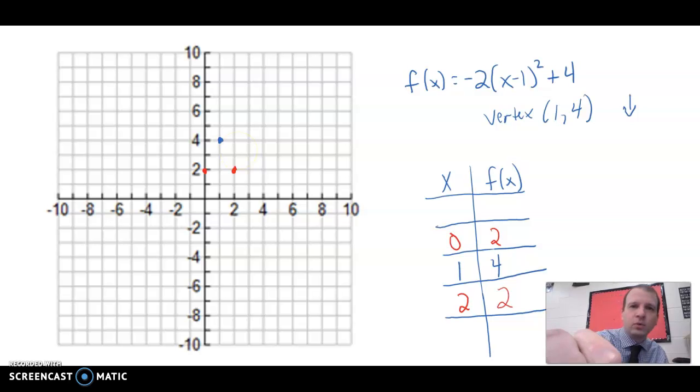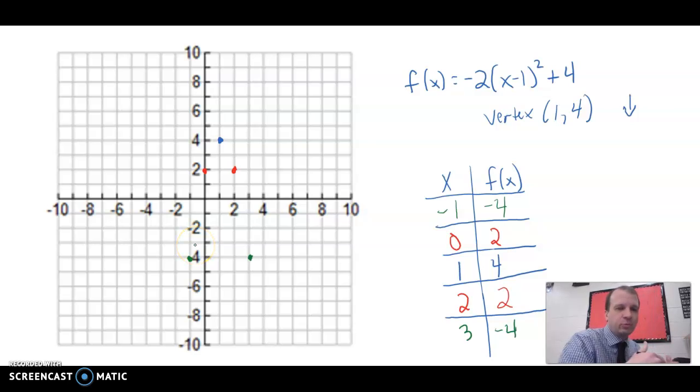I'm going to go one more in either direction. So I'll go with a 3 and a negative 1. And I think, again, 3 would be the easiest one to plug in. 3 minus 1 is going to be 2. 2 squared is 4. 4 times negative 2 is negative 8. Plus 4 is negative 4. So I'm going to go to the point (3, negative 4), and I've got a mirror image on the other side. So (3, negative 4) and (negative 1, negative 4).